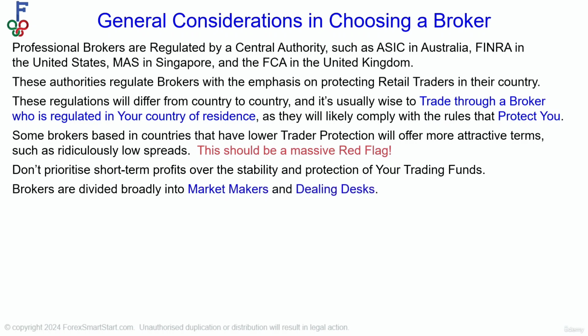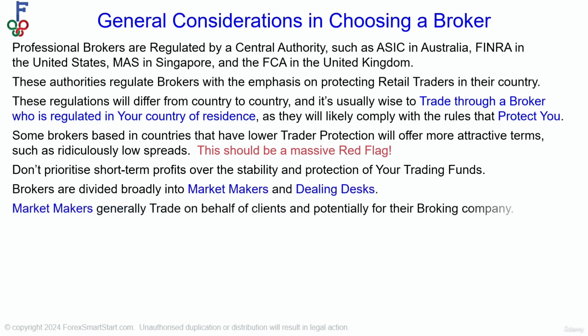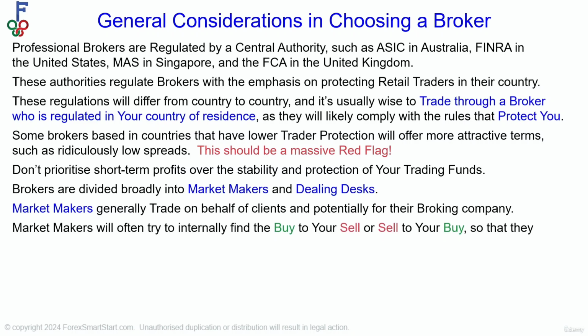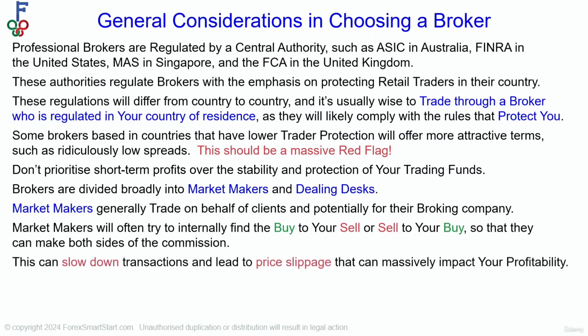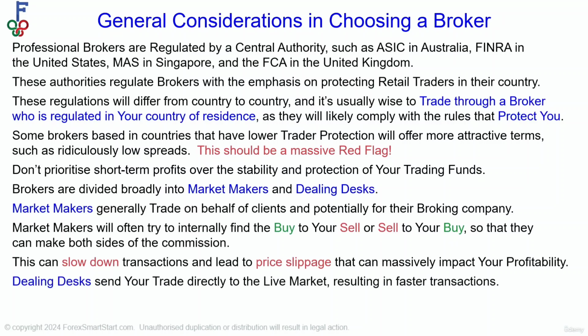Brokers are divided broadly into market makers and dealing desks. Market makers generally trade on behalf of clients and potentially for their broking company. Market makers will often try to find the buy to your sell or sell to your buy so that they can make profits on both sides of the commission. This can slow down transactions and lead to price slippage that can massively impact your profitability. Dealing desks send your trade directly to the live market, resulting in faster transactions.